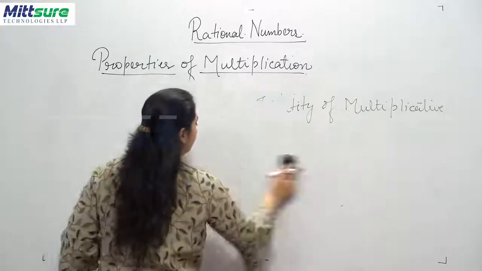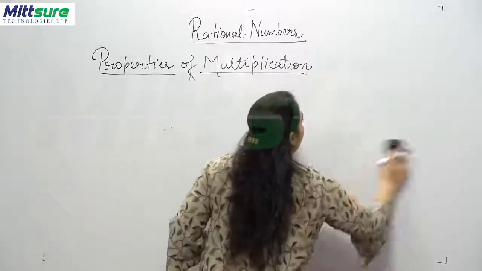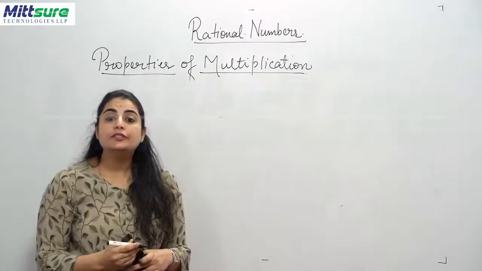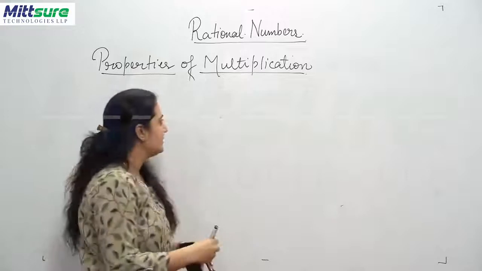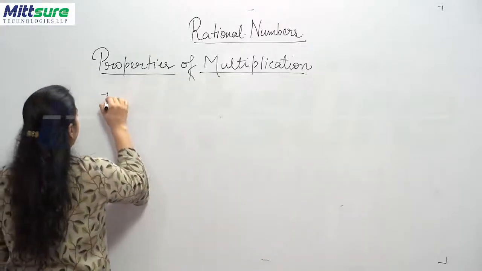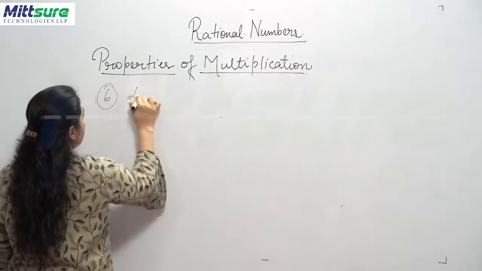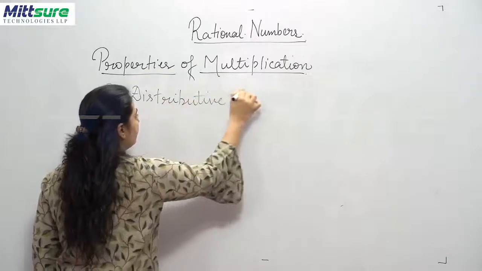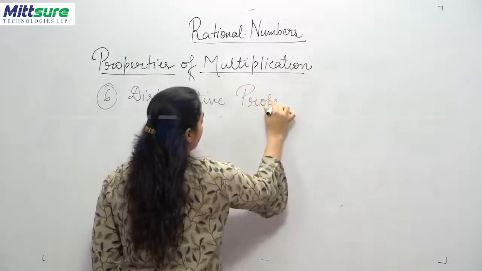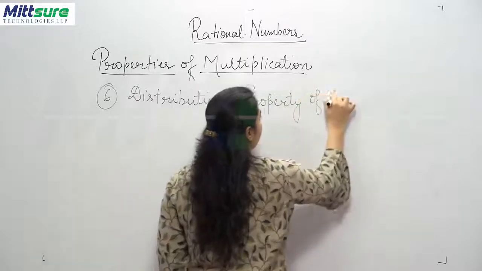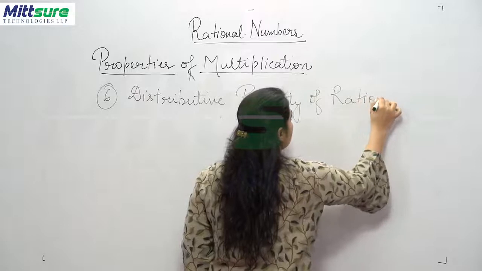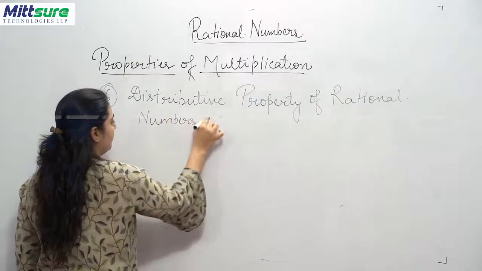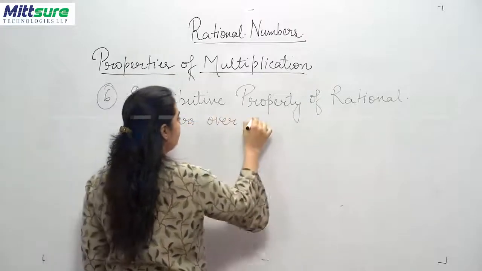Now let's come to another property of multiplication, which talks about the distribution of the numbers. Now let's say distributive property of rational numbers over addition.